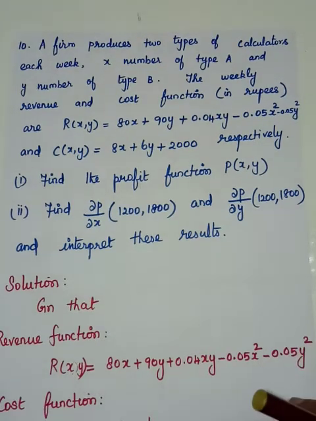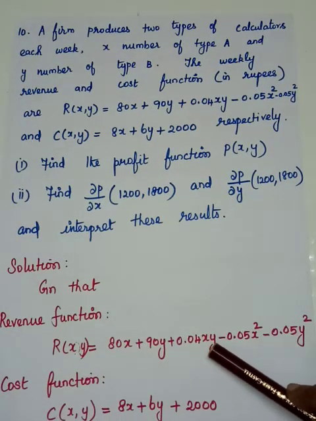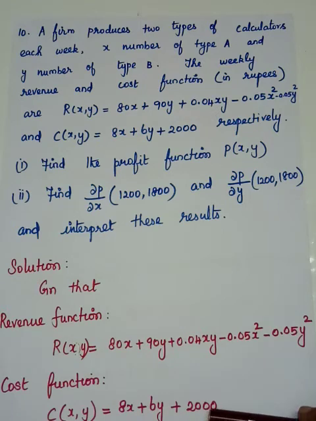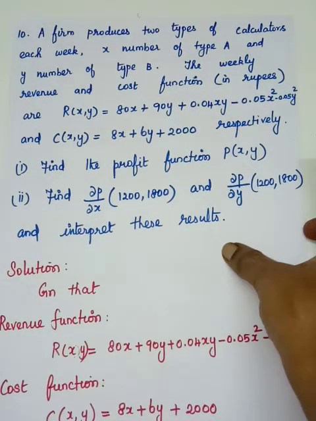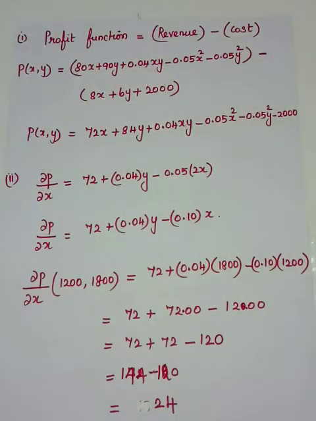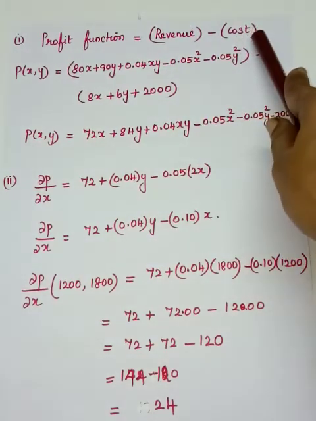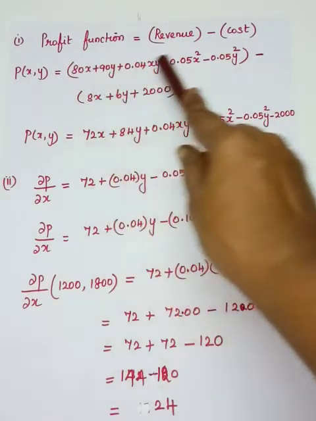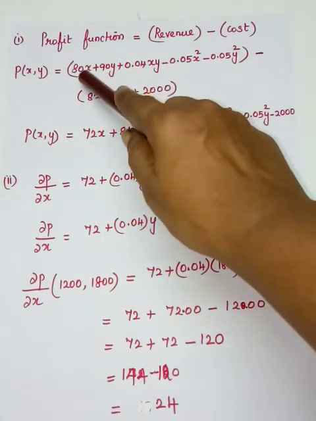Okay, so in this problem, the revenue function involving x and y is given and the cost function involving x and y is given. What is asked? It's the profit, which is denoted by P(x, y). So how can you get the profit? Revenue minus cost function. From revenue you have to subtract the cost function. So the revenue function I have written minus the cost function. So here it is 80x.